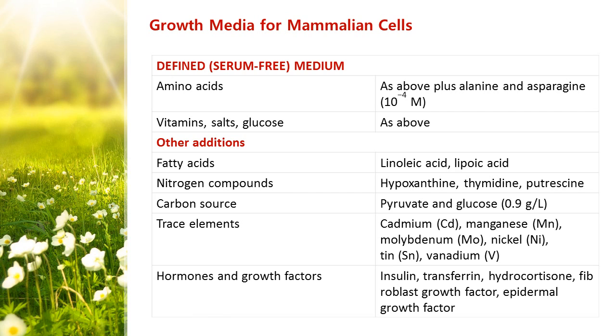It contains amino acids, and the composition of amino acids is almost similar to Eagle's media. Along with that, it includes alanine and asparagine, and the same vitamins, salts, and glucose as Eagle's media. Apart from that, it includes fatty acids, nitrogen compounds, carbon source, trace elements, and some hormones and growth factors. These are very helpful to promote the growth of animal cells under an artificial environment.